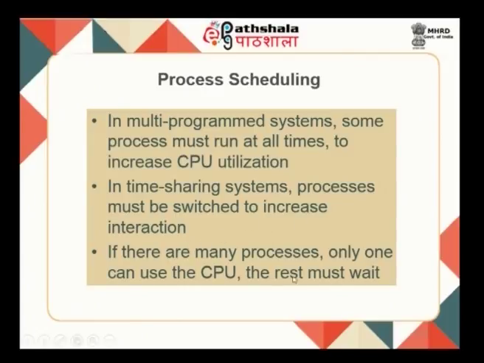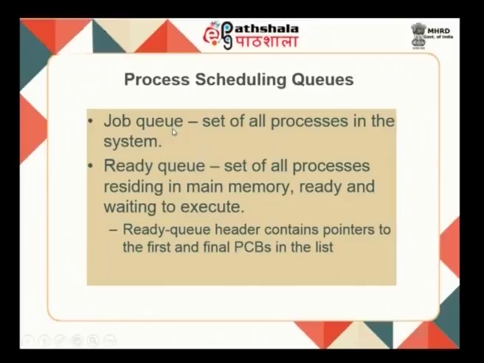And if there are many processes and you have a uniprocessor system where you have only one CPU, then only one process can use the CPU and the others have to wait. So, there should be someone who decides who will be using the CPU next. For that, you have a number of queues that are maintained. Initially, when a process comes into the system, it is put into a queue called the job queue. This job queue has all the processes in the system which are coming afresh into the system.